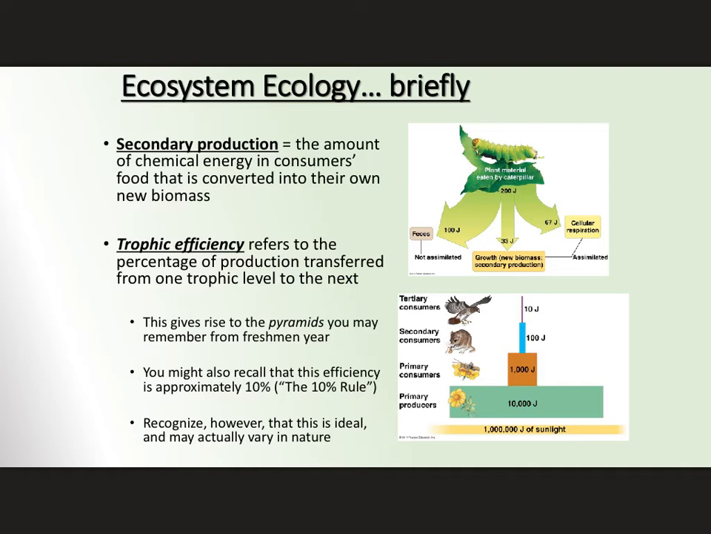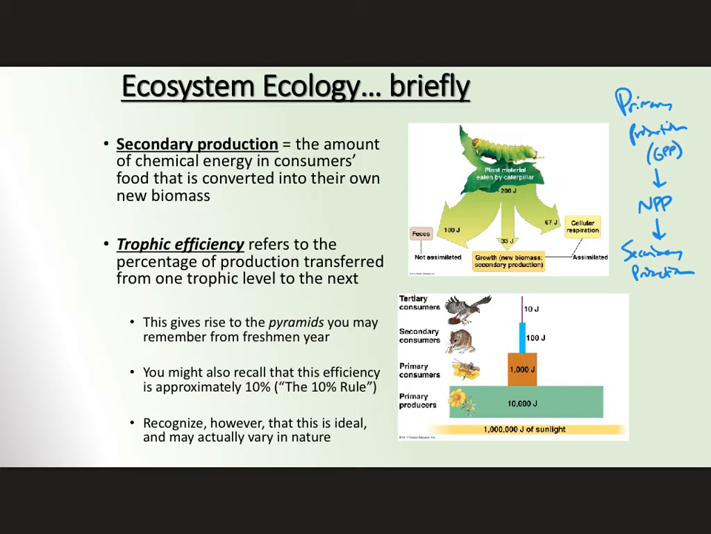Now, another term for this is secondary production. Secondary production is the amount of chemical energy in consumers' food that is converted into their own new biomass. So when a plant does primary production, that's GPP, and then that gets whittled down into NPP, which is what we have access to. And then what actually gets incorporated into a consumer is called secondary production.